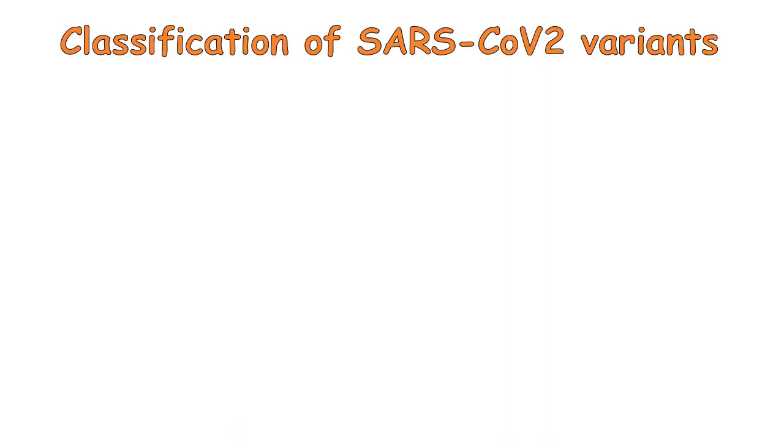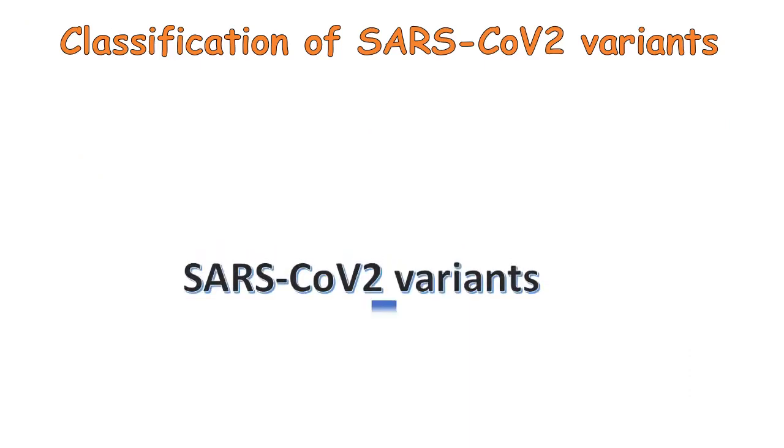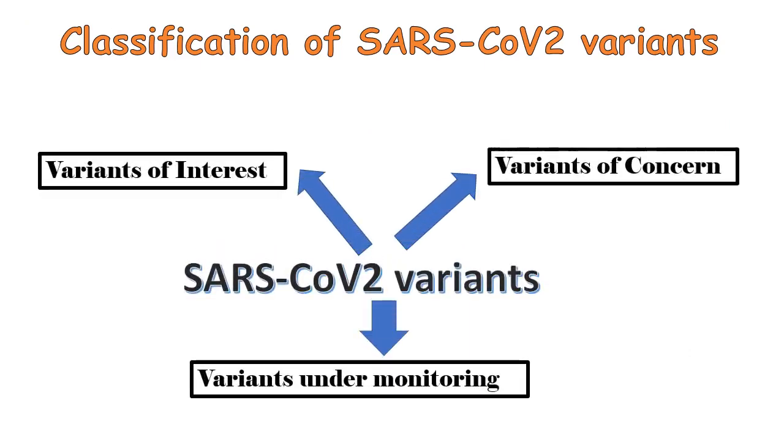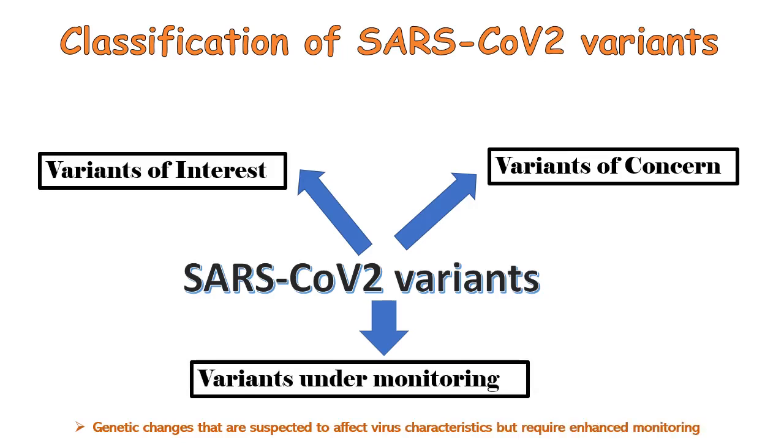The World Health Organization has classified SARS-CoV-2 variants into variants under monitoring, variants of interest and variants of concern. A variant under monitoring is a SARS-CoV-2 variant with genetic changes that are suspected to affect virus characteristics but require enhanced monitoring and repeat assessment pending new evidence.